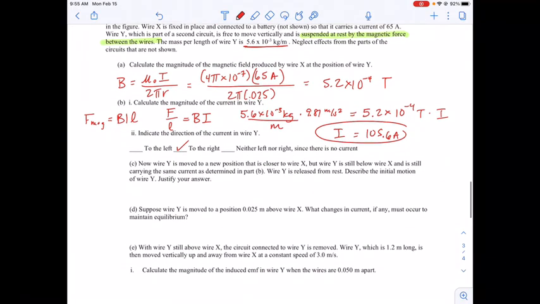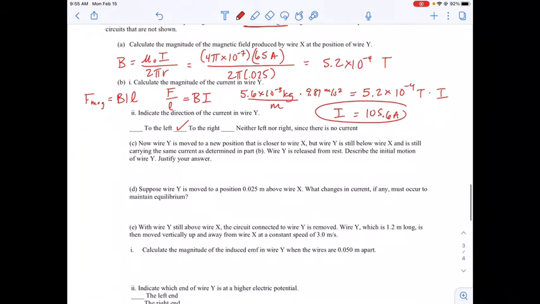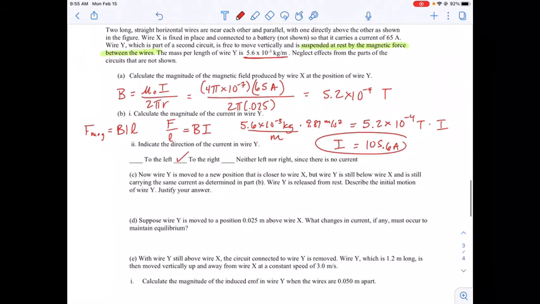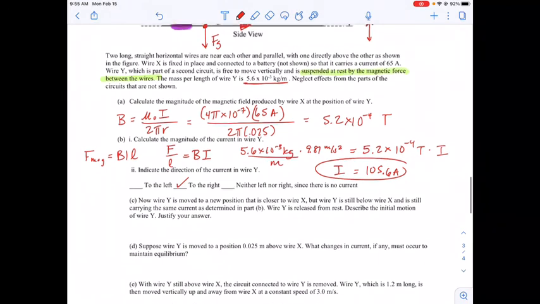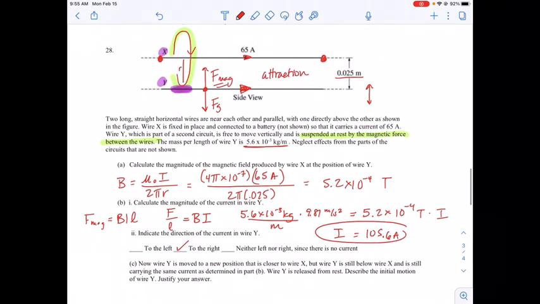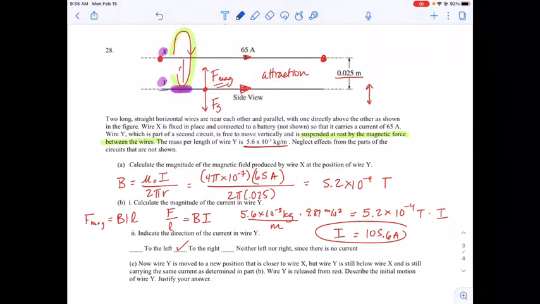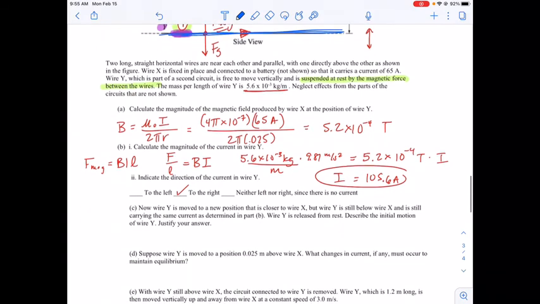It says now wire Y is moved to a new position, so it's closer to wire X, but wire Y is still below wire X and is still carrying the same amount of current. Determine the initial motion of wire Y. So if I take, let's use a different color, if I take this wire Y and I move it up, it's going to be in a stronger magnetic field from the top wire.